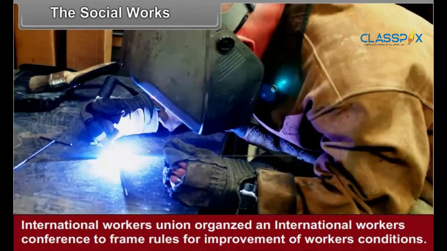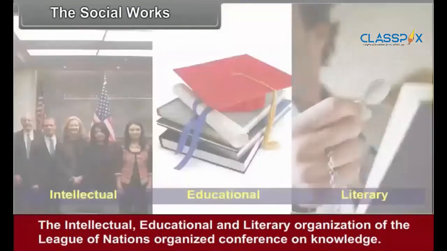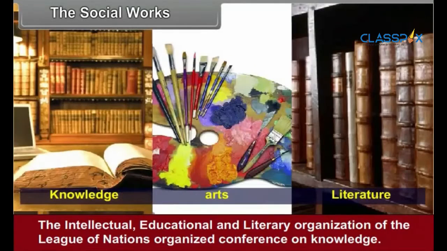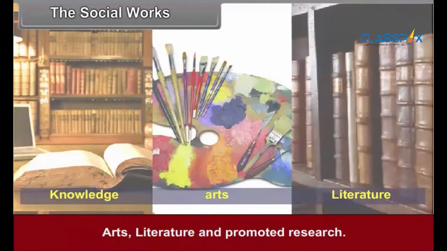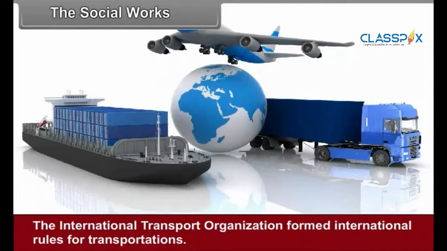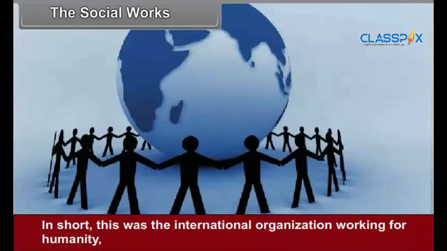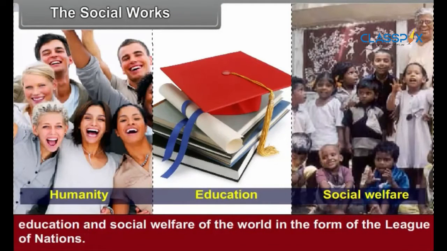The International Workers' Union organized an International Workers' Conference to frame rules for the improvement of workers' conditions. The Intellectual, Educational, and Literary Organization of the League of Nations organized conferences on knowledge, arts, and literature, and promoted research. The International Transport Organization formed international rules for transportation. In short, this was an international organization working for humanity, education, and the social welfare of the world in the form of the League of Nations.